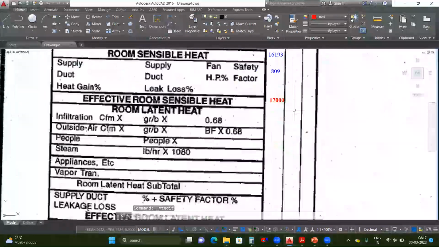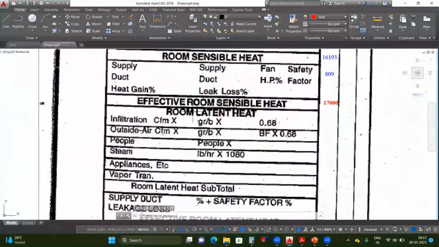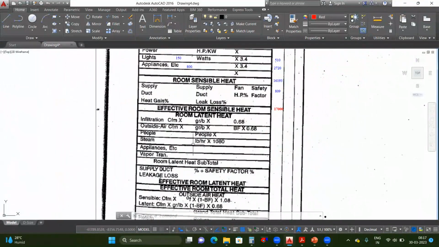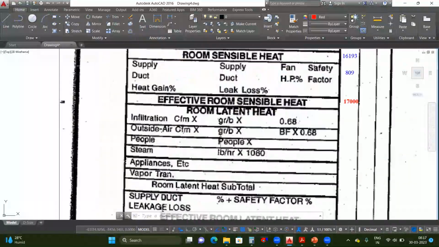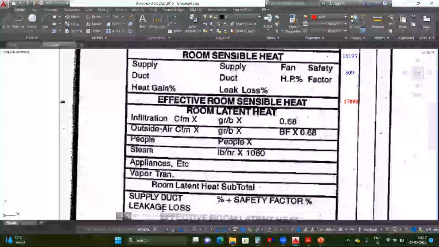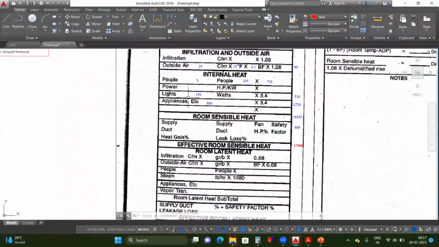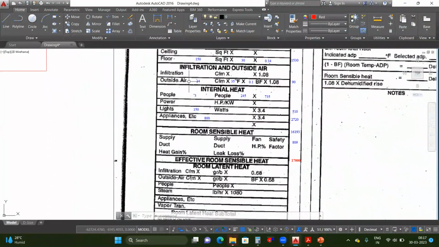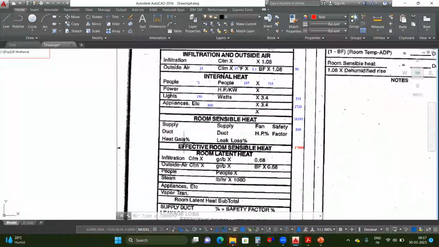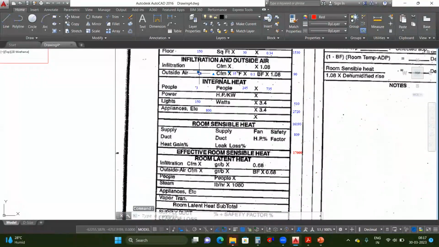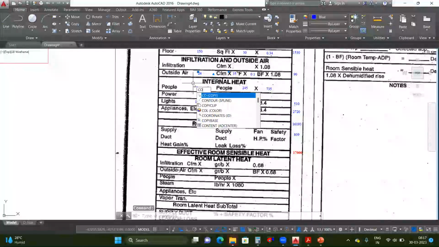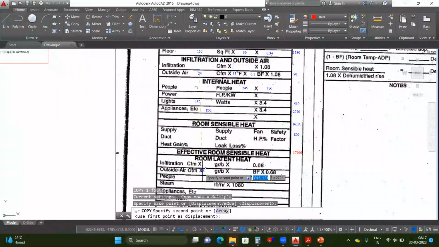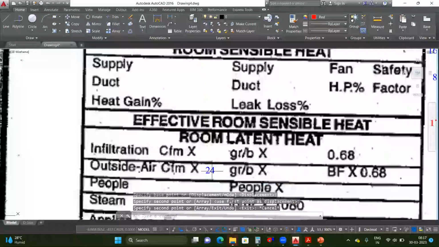Okay, after this we need to enter the room latent heat. Infiltration CFM is not there, and we are not considering it, as there are no cracks in the building. The next one is outside air CFM. Here also we have taken the outside air CFM. This one is sensible heat and this is the latent heat. The outside air CFM is the same, that is 24 CFM.